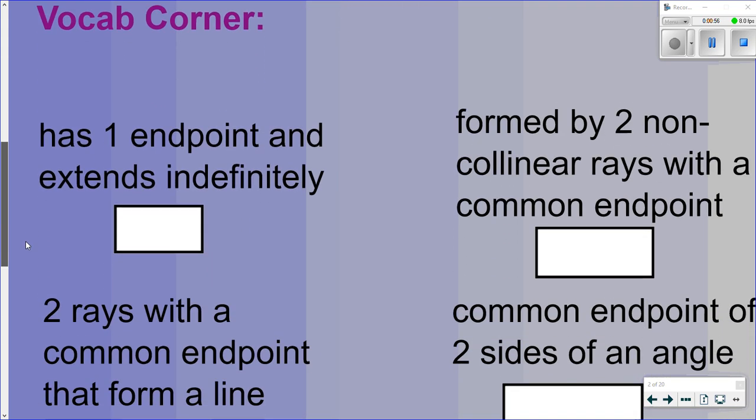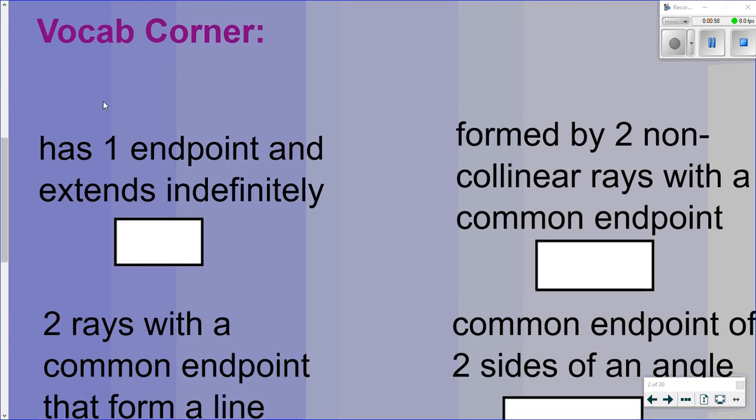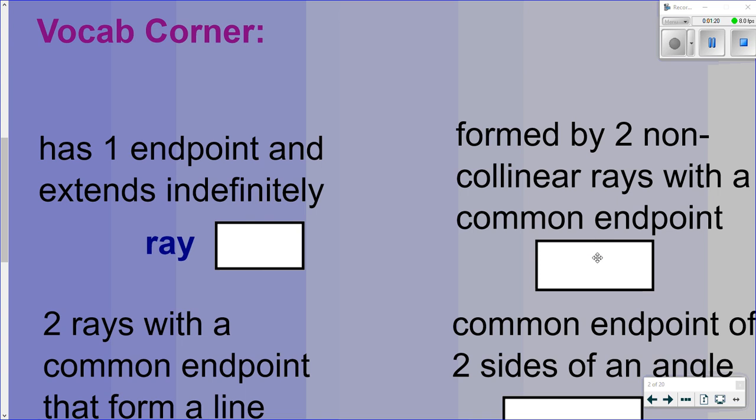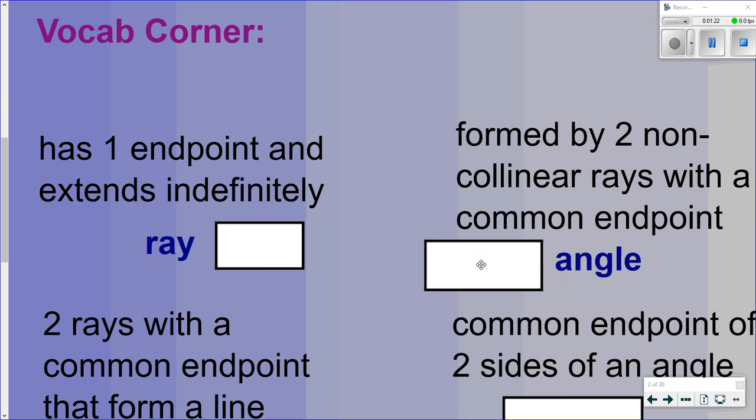More stuff, so we're in the vocab corner. It has one endpoint and it extends indefinitely. If you guessed ray, you are correct. Formed by two non-collinear rays with a common endpoint. Remember, you got two of those rays, they have a common endpoint. If you said angle, you are correct.